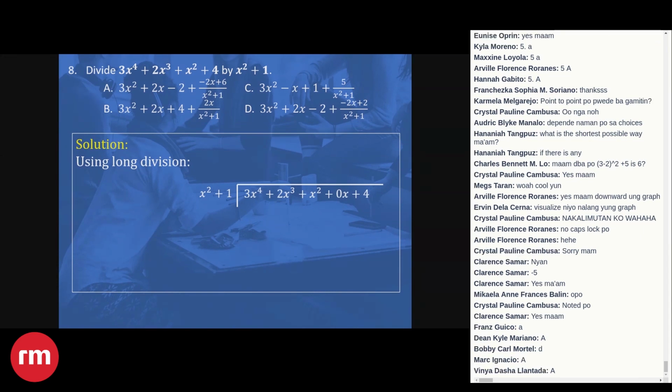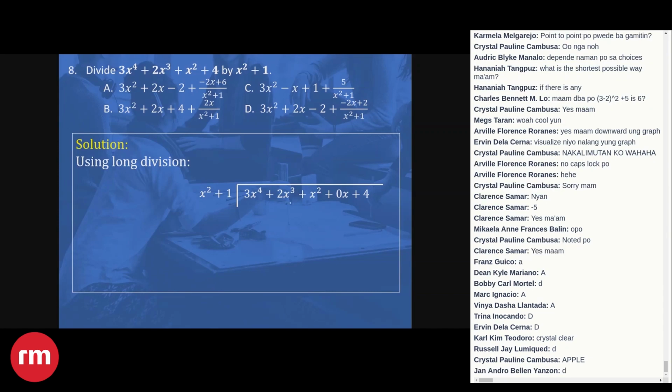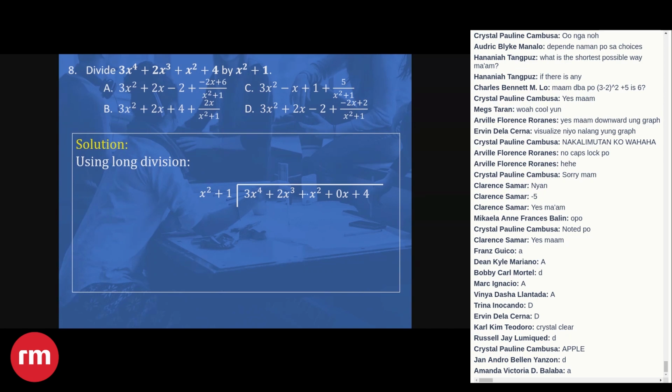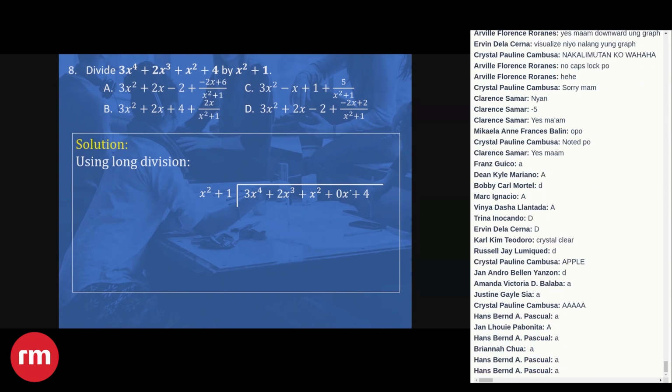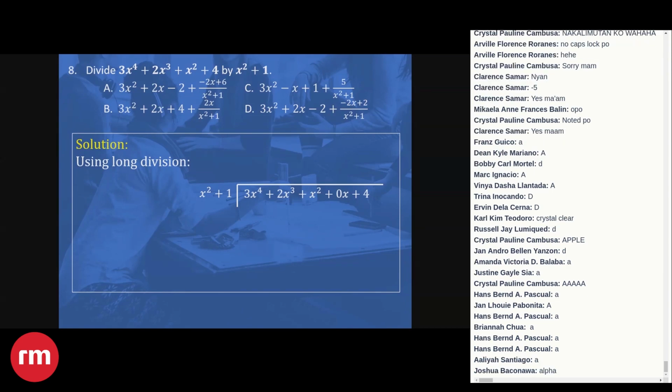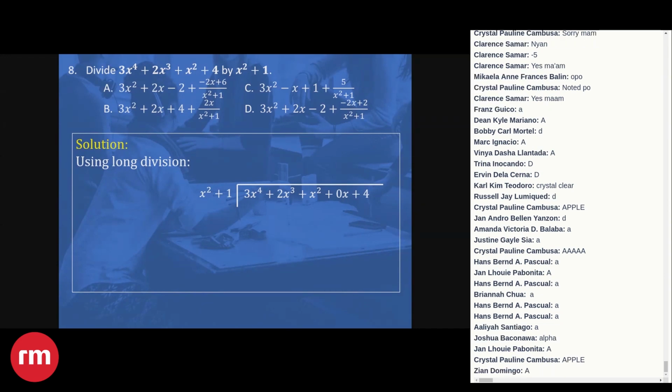So the first thing that you need to do, para kayo nagde-divide ng numbers, ilalagay nyo dito yung dividend: 3x raised to 4 plus 2x cubed plus x squared. And you have to check if all of the degrees from the highest degree to the constant ay kompleto. Kapag hindi, maglalagay kayo ng 0 times x raised to the power na missing. Since wala tayong linear, meron tayong degree 4, degree 3, degree 2, isusupply natin yung linear term, 0x, then the constant 4. Then you divide this dividend by the divisor x squared plus 1.